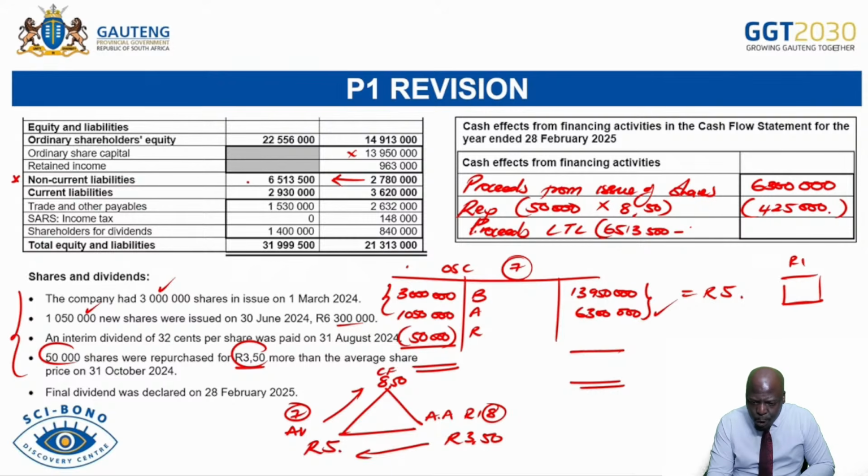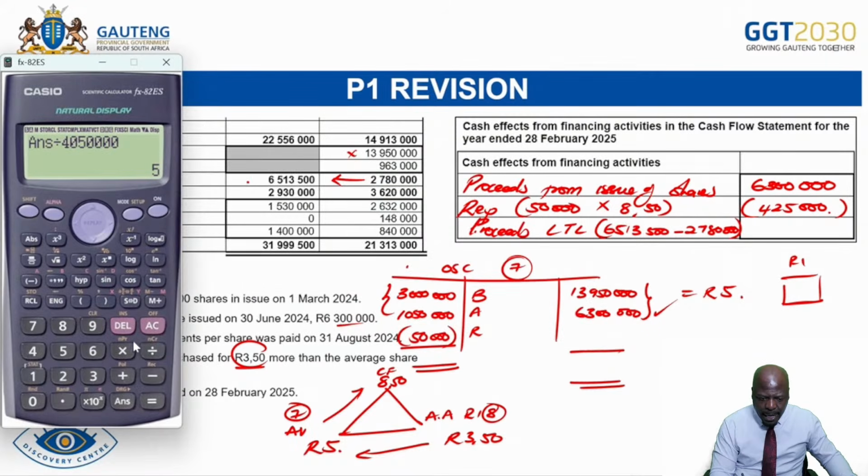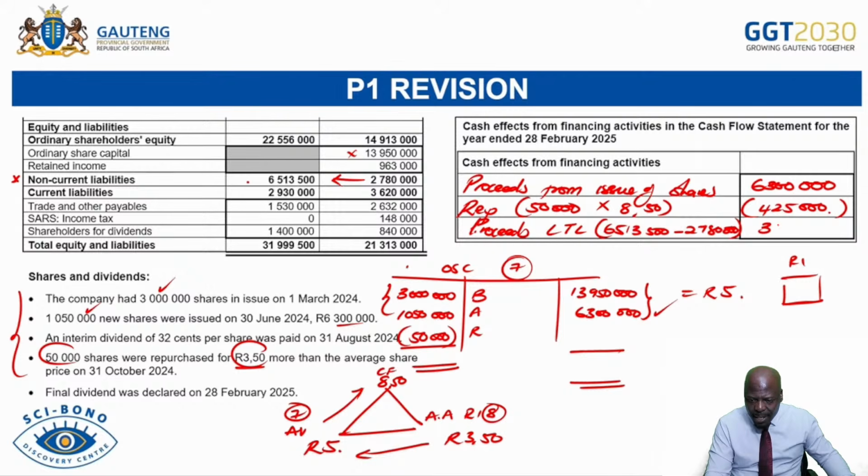And I subtract the 2,780,000. So if I come here and I'm going to get the calculator again, it is my 6,513,500 minus the 2,780,000. And that should give me how much we've received. 3,733,500. This is what we have received.